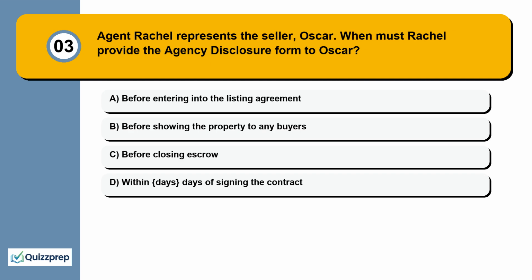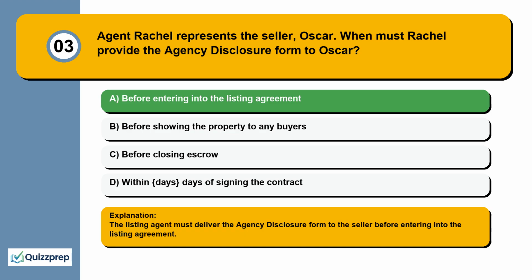Question 3. Agent Rachel represents the seller, Oscar. When must Rachel provide the agency disclosure form to Oscar? Before entering into the listing agreement, before showing the property to any buyers, before closing escrow, within days of signing the contract.